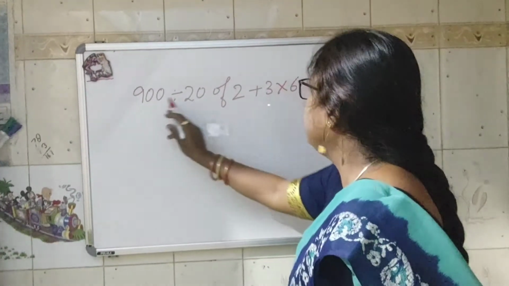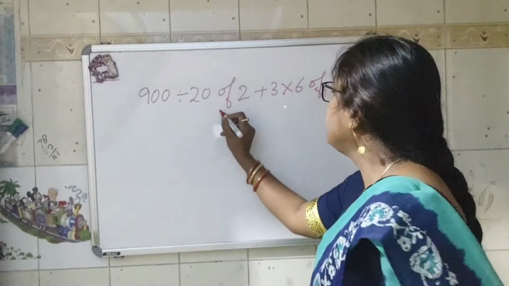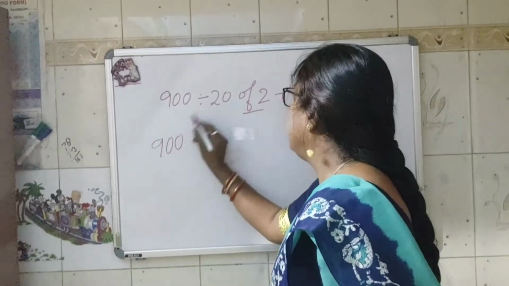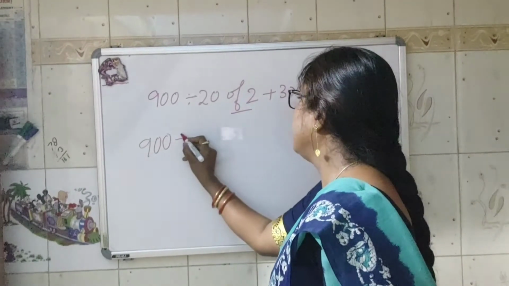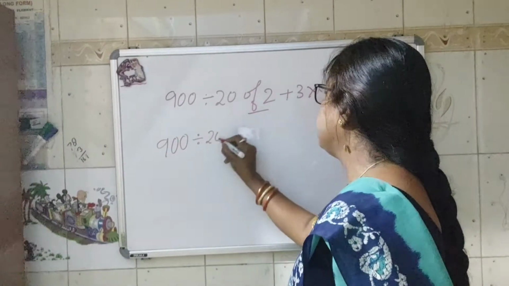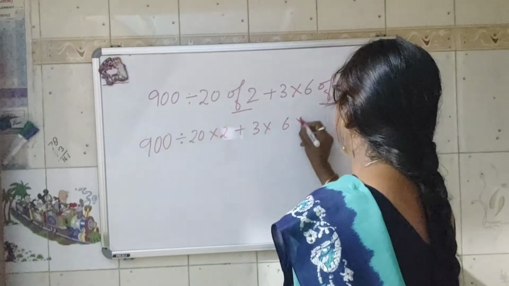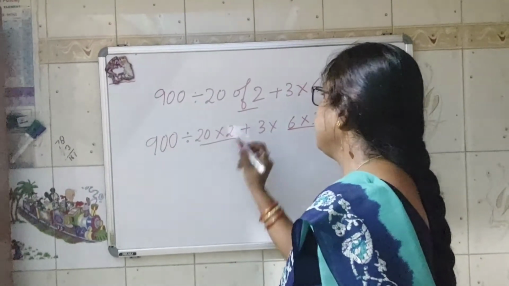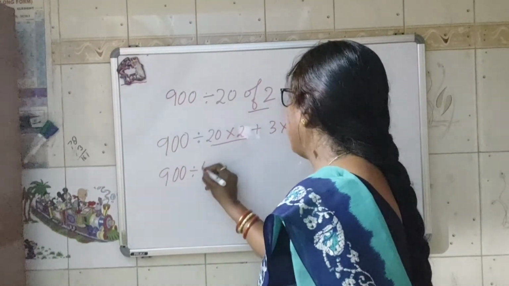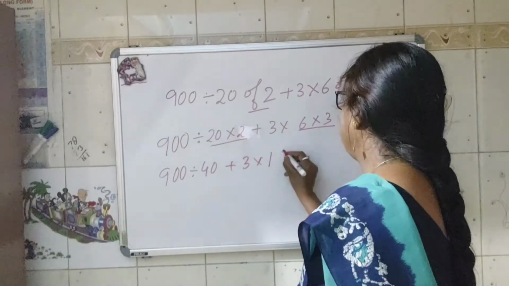So the question is 900 divided by 20 of 2 plus 3 into 6 of 3. So first we will solve the 'of'. Okay, so 900 divided by 20 of 2, where 'of' means multiplication. Either you can do it directly or you can show the steps, it's up to you. Plus 3 into 6 of 3. So first we will solve these two steps. So 900 divided by 40, plus 3 into 6 of 3 is 18.